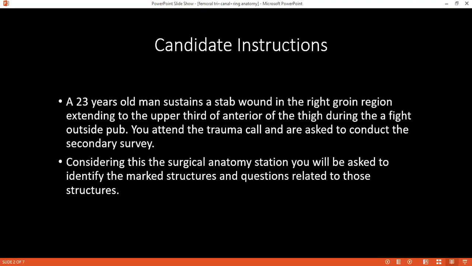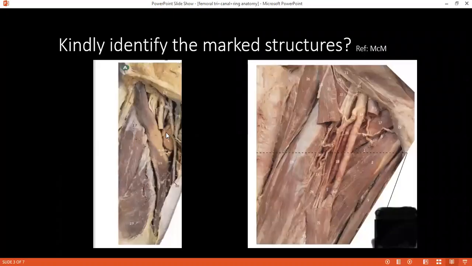Right. So if you have read and understood, considering its surgical and administration, kindly identify the region, please, here on the left-hand side. Yes. That's the femoral triangle. Okay. Can you tell me how the femoral triangle is formed? What are the boundaries?